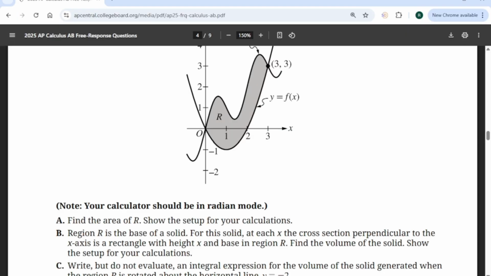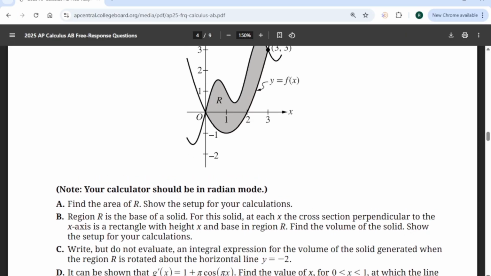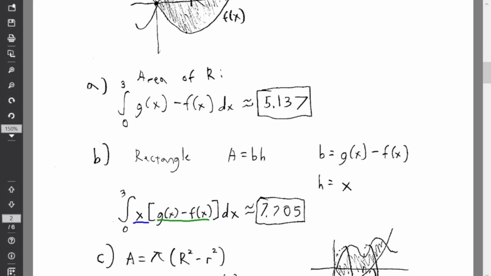Part C. Write but do not evaluate an integral expression for the volume around y equals negative 2. So y equals negative 2 is a horizontal line that is underneath this graph. So this is going to be a washer. So we've got pi times big R squared minus little r squared.